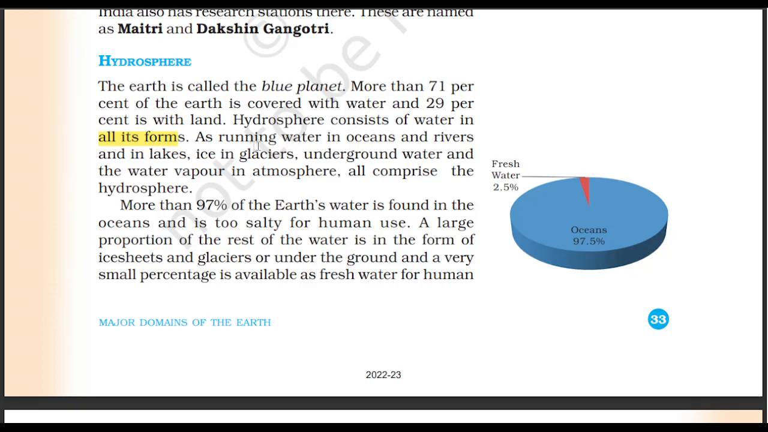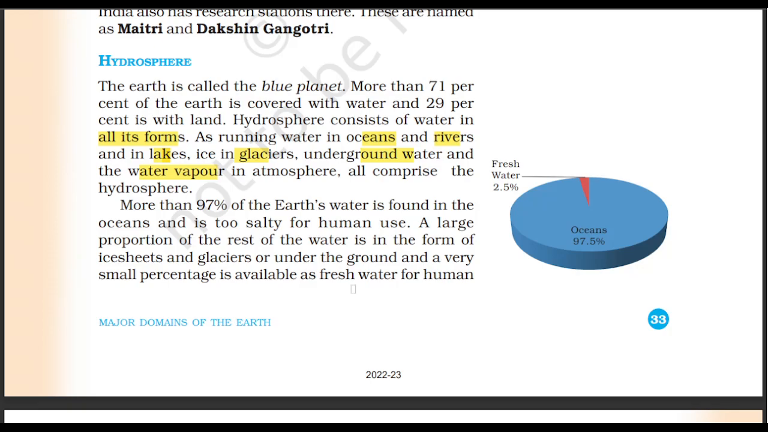More than 97% of the Earth's water is found in the ocean and it is too salty for human use. A large portion of the rest of the water is in the form of ice sheets and glaciers, or under the ground, and a very small percentage is available as fresh water for humans.